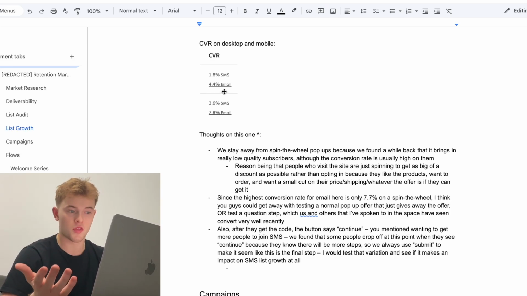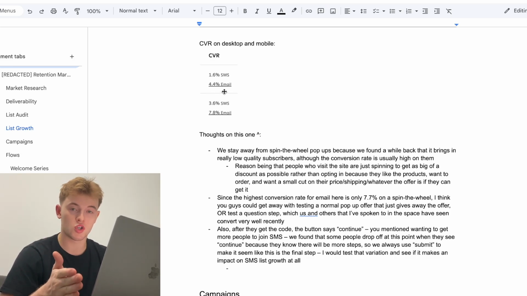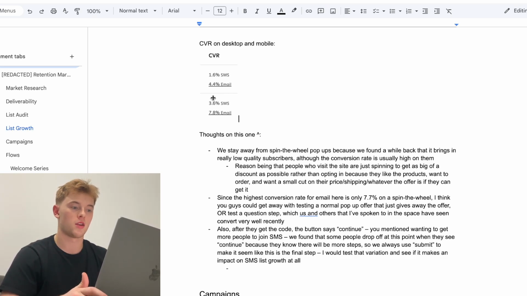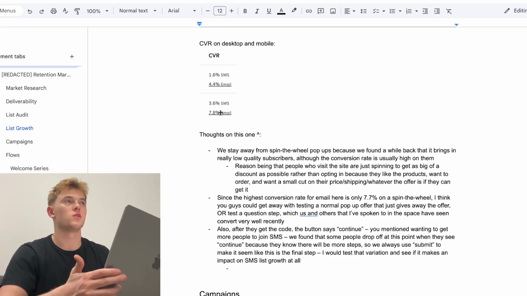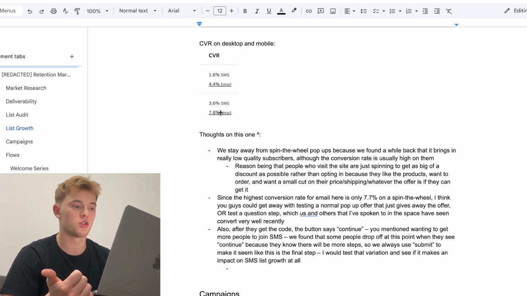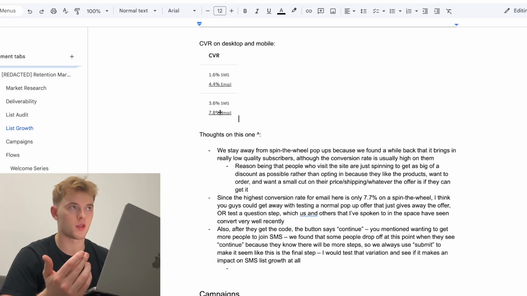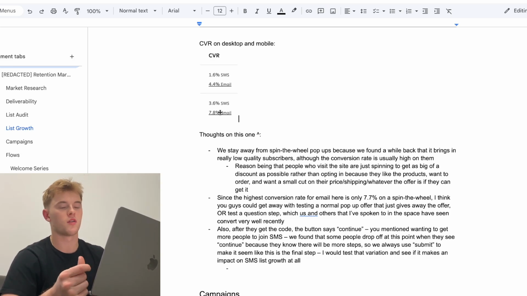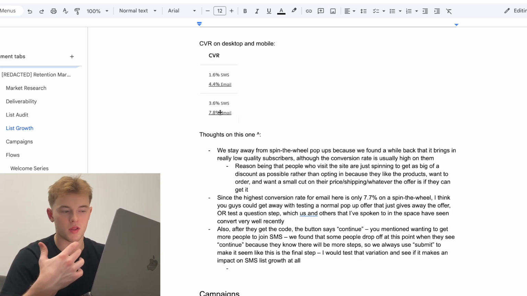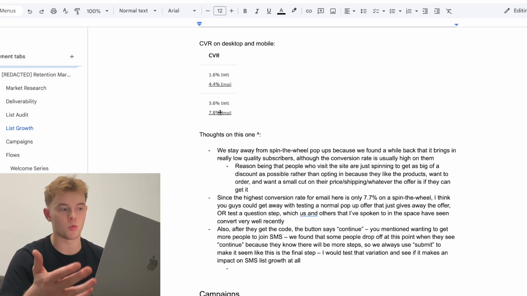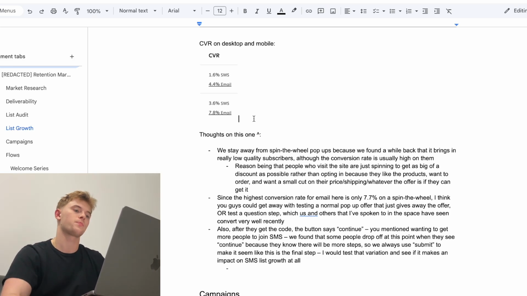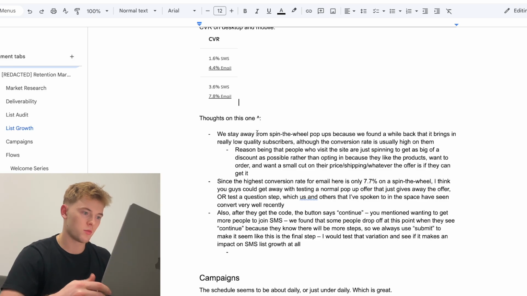But here's the thing. The spin the wheel form should convert super highly, like at least 10%, and theirs was still below 8%. So I thought that was telling me we should be testing a normal offer page, or a question page or something like that, just to see if we can get the same conversion rate without bringing in low quality leads that are just trying to get the biggest discount possible from a spin the wheel pop-up.